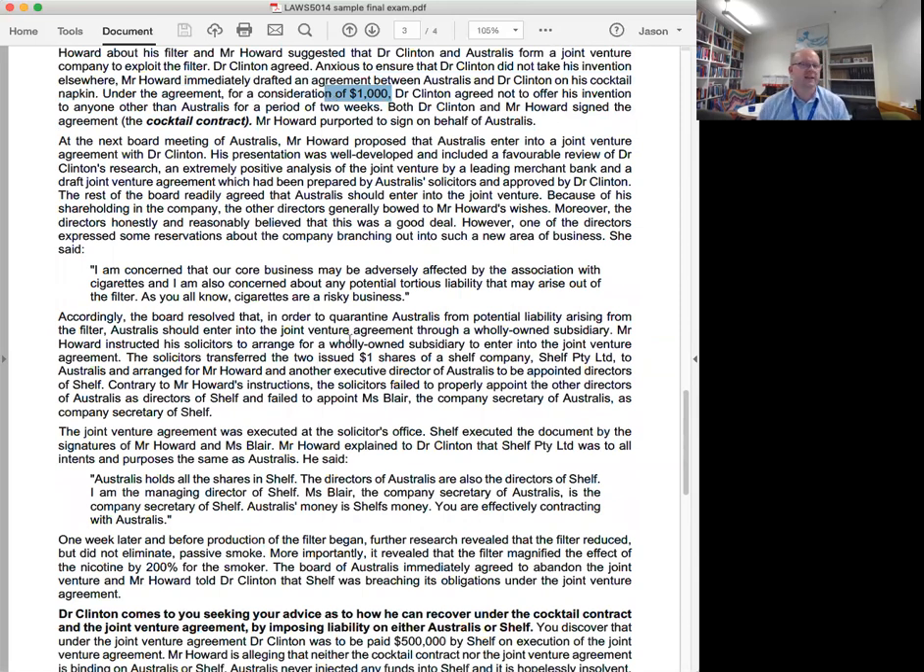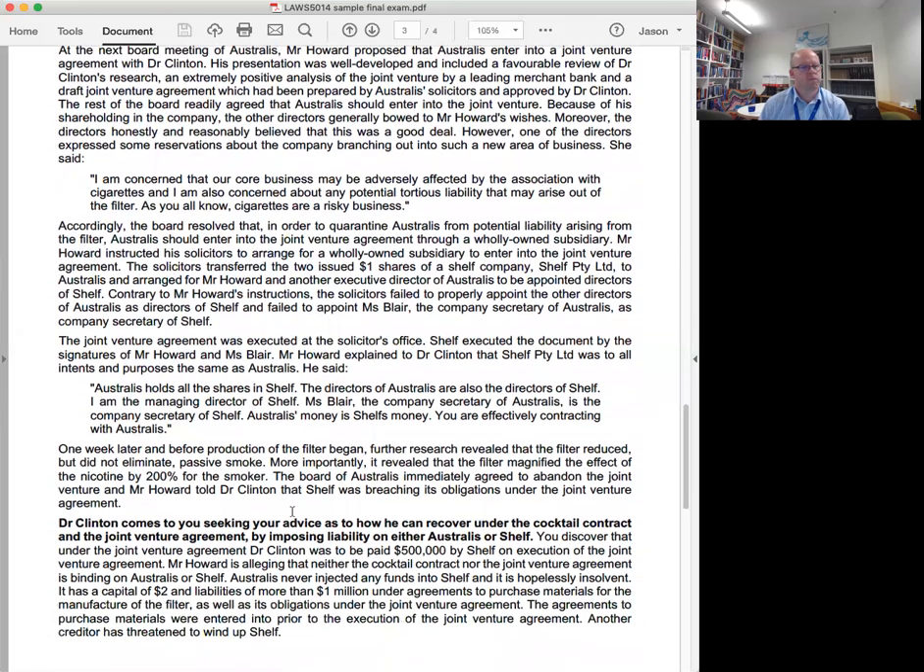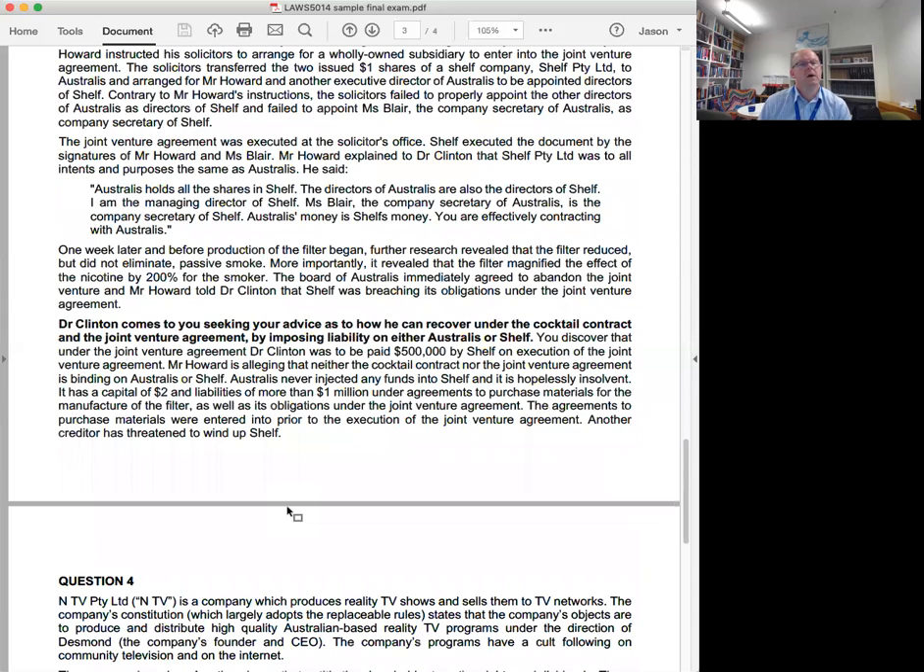So we don't need to get into Masters and Cameron territory. I mean, this is not a contract course anyway. But this is just an option that they're agreeing not to offer the opportunity to anyone else for 2 weeks. The 2 weeks so that they can put together the formal contract. All right. Mr. Howard explains to Dr. Clinton that Shelf was for all intents and purposes the same as Australis.